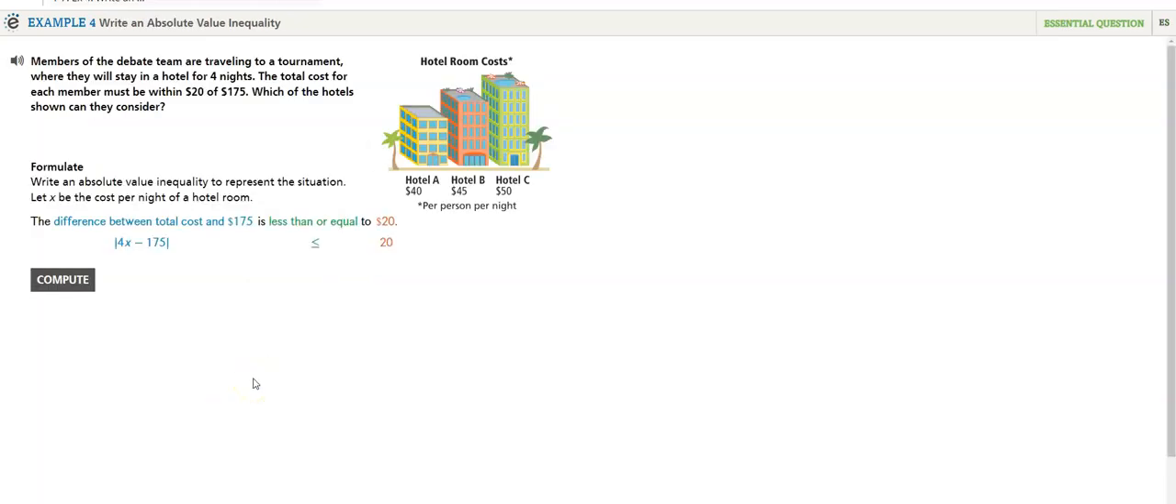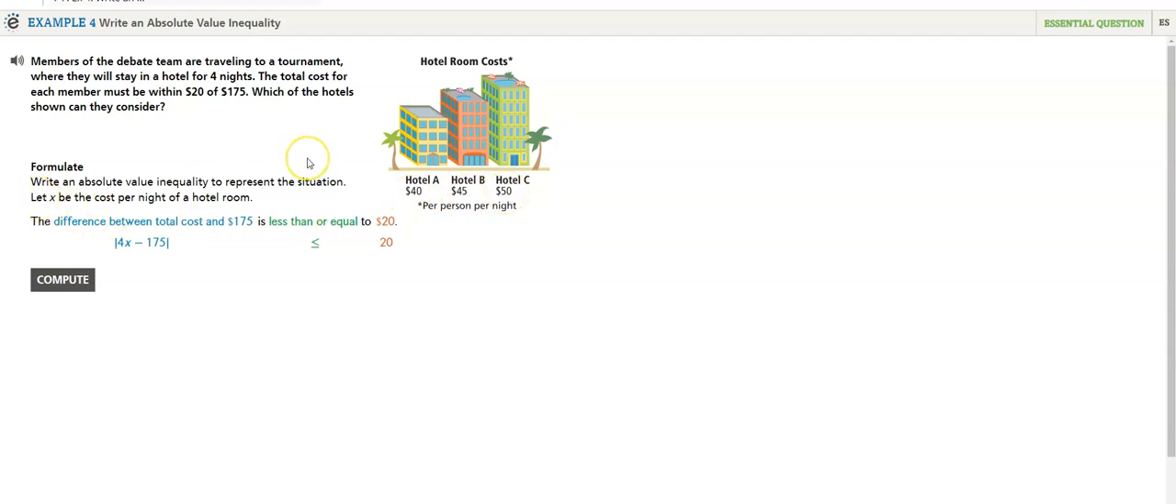Last example here, we have another real-world situation. Members of the debate team are traveling to a tournament where they will stay in a hotel for 4 nights. The total cost for each member must be within $20 of $175. Which of the hotels can they consider? Here are our hotel room costs that are per person per night. Hotel A is $40 per person per night, $45 and $50.